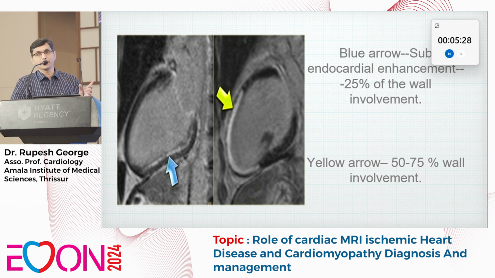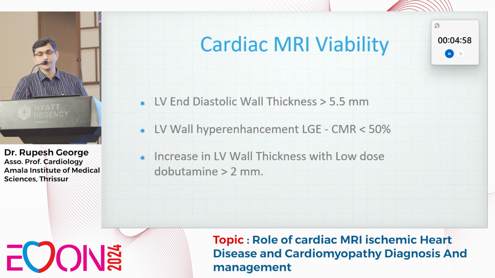So this is basically the image of an ischemic cardiomyopathy patient. We can see in the first image with the blue arrow, there is only 25% subendocardial enhancement, while in the second image with the yellow arrow, there is more than 50%. If there is more than 50% LGE, that area will not contribute to the contractile function even if you revascularize it. So it is basically a sign of non-viability. So cardiac MRI has been used for viability.